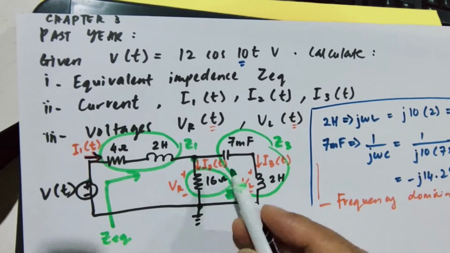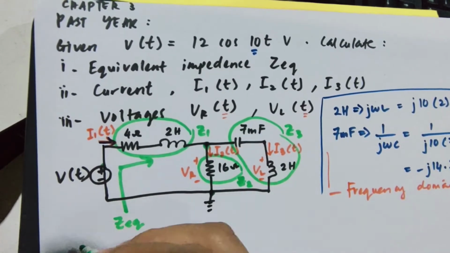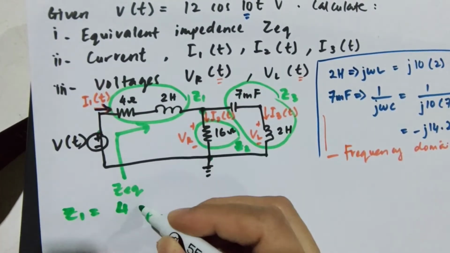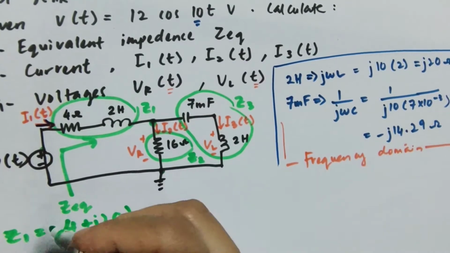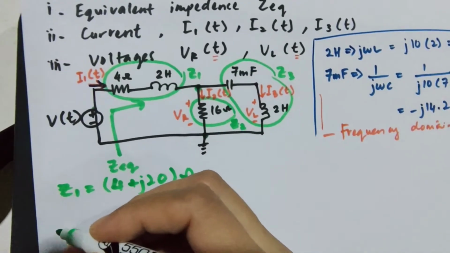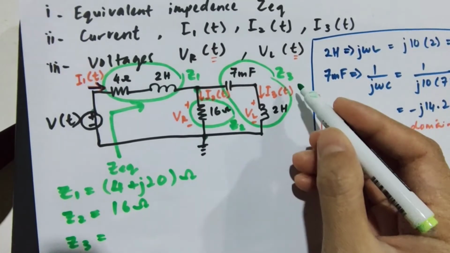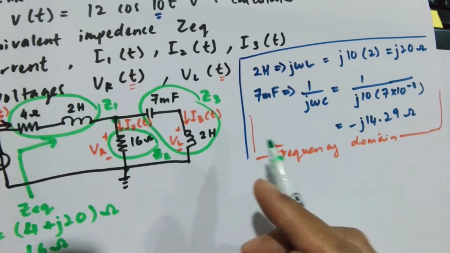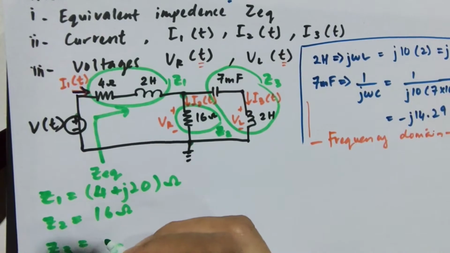So according to what we have grouped here, we can determine Z. Z1 is equal to 4 ohms plus 2 Henry, which we have changed just now, j20, so 4 plus j20, and the unit is ohm. And then Z2 is equal to 16 ohms. And what about Z3? Z3 is 7 millifarad, which we already changed into negative j14.29, and then the 2 Henry inductor is j20. So we can add them up together.